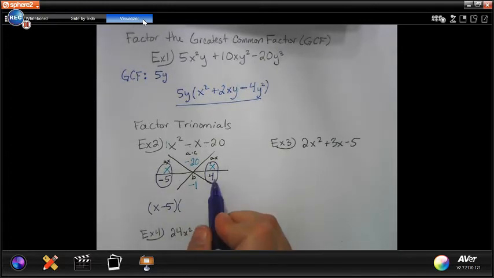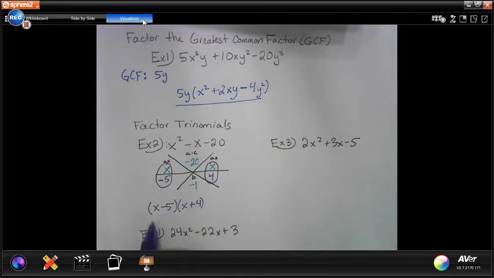Since this fraction is x over 4, we write x, and that's a positive 4, so I write x plus 4 in the other parentheses. And that is factoring my trinomial. Okay, so example 3.